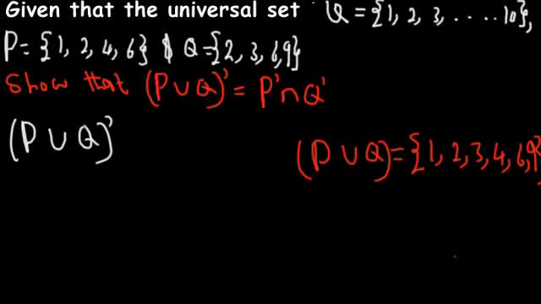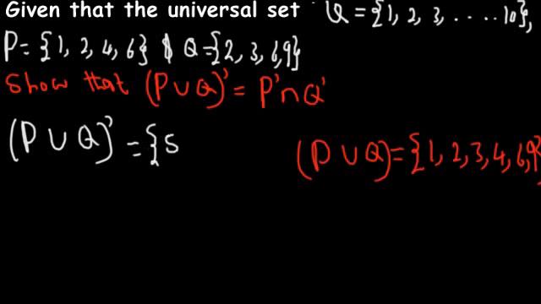Now, they said P union Q prime. What will now be the value of P union Q prime? It will be the elements that are not in P union Q but are in the universal set. So what are these elements? 1 is in P union Q, 1 is also in the universal set; 2, 3, 4, and 6 are in both. But 5 is not in P union Q, while 5 is in the universal set.